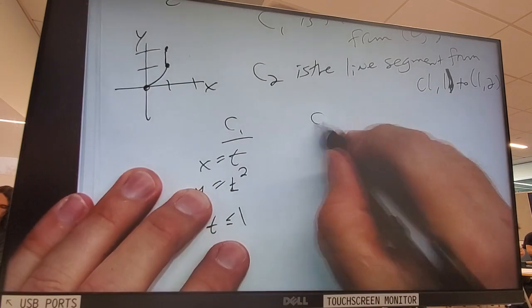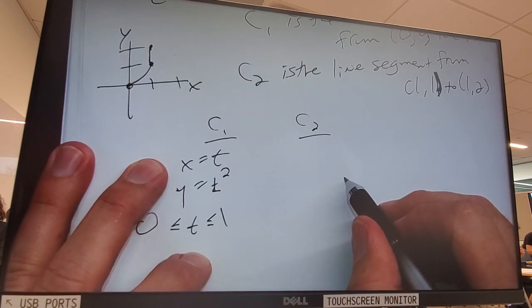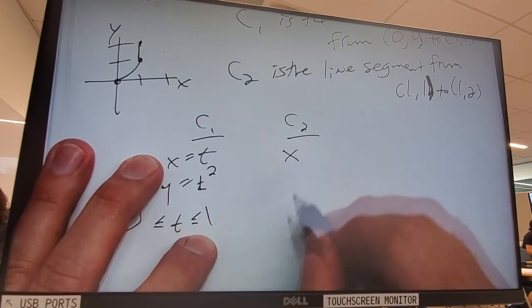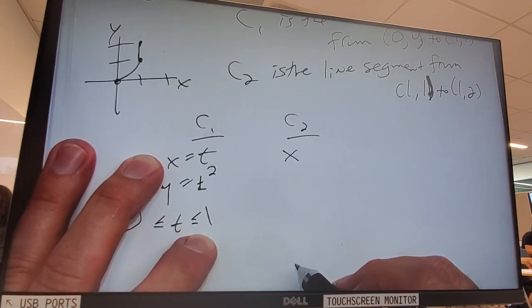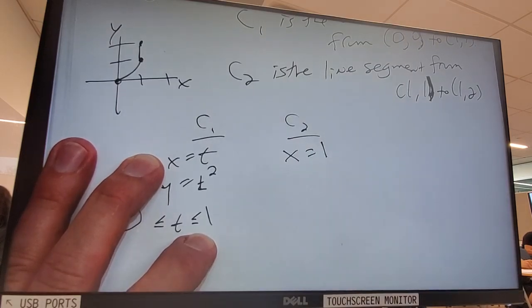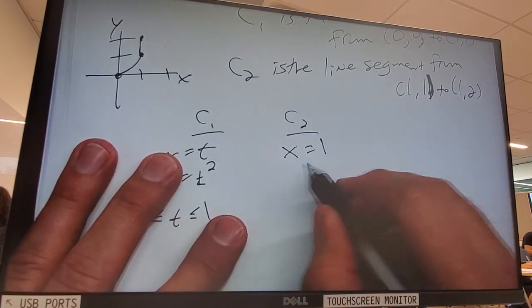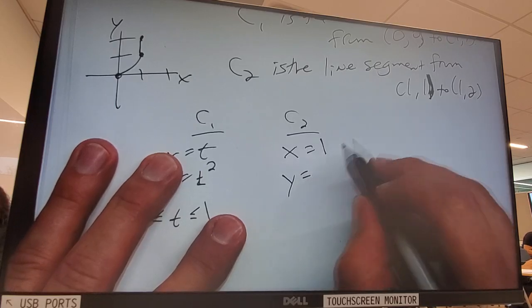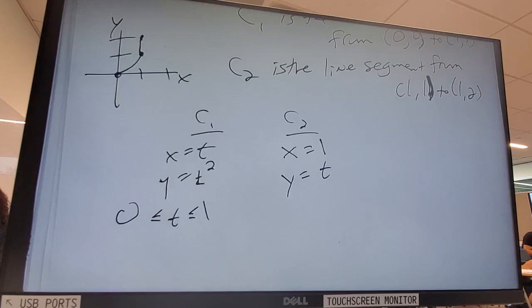This one's kind of silly. What stays constant? So if x, what are you going to let x equal? 1. And then what's y? t. y can't be 2. Does y stay constant?